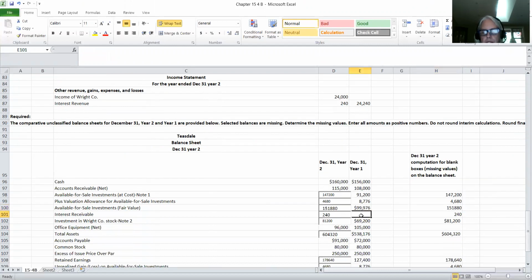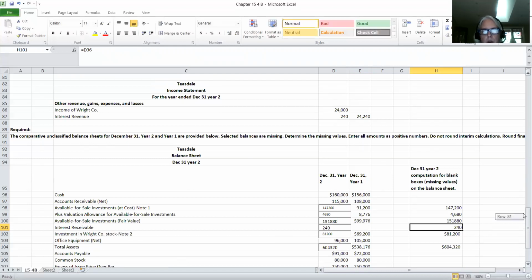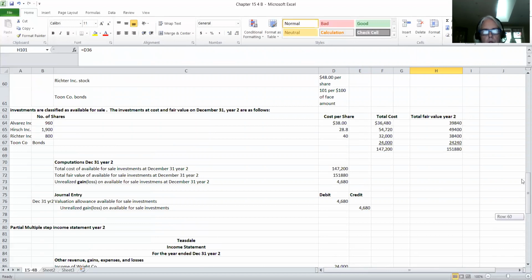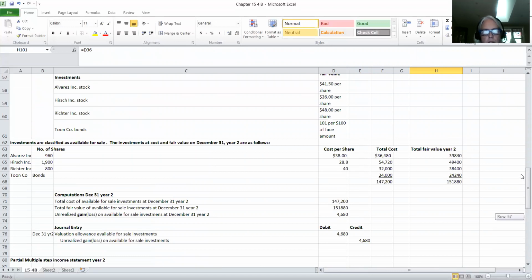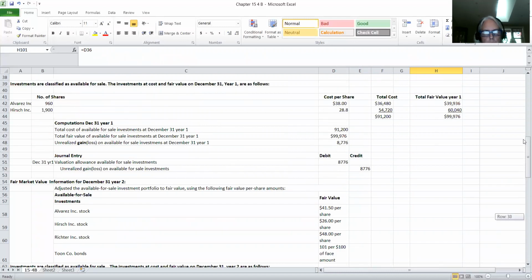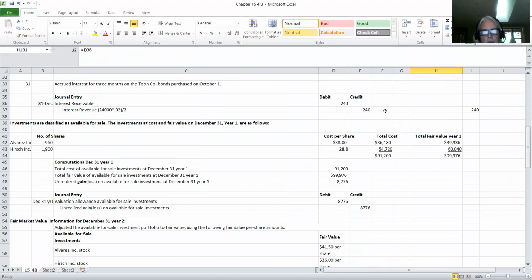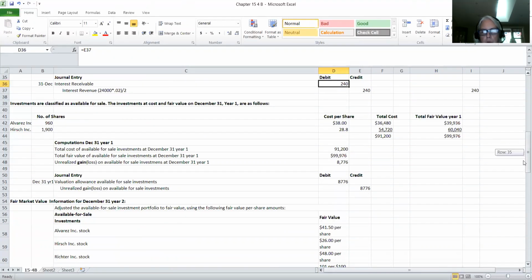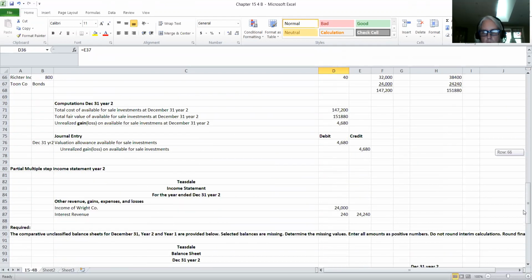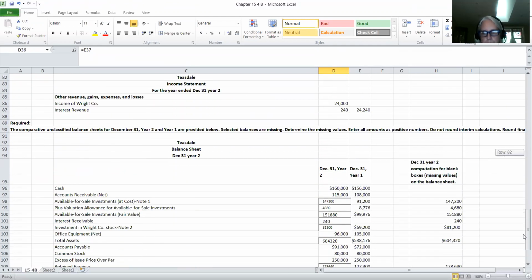In year one, we didn't have any interest receivable, so it wouldn't be anything on the balance sheet for that. But in year two, we have some interest receivable, and that came from the journal entry where we accrued the interest receivable, which is at cell address D36. So right here is your interest receivable. That's where they're getting that $240 amount. That's what goes right there.